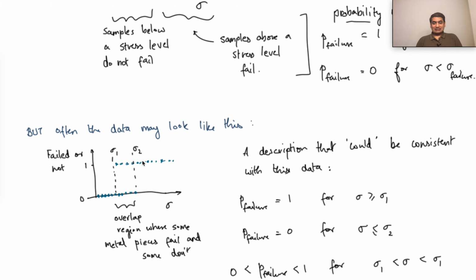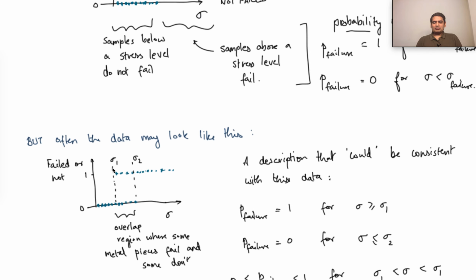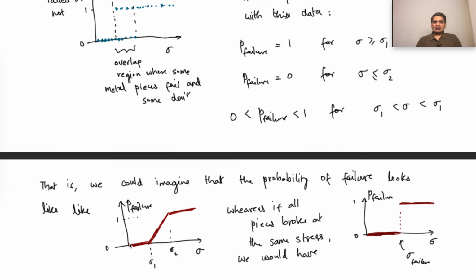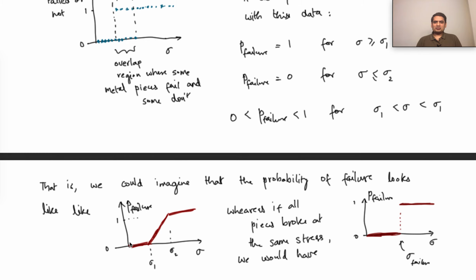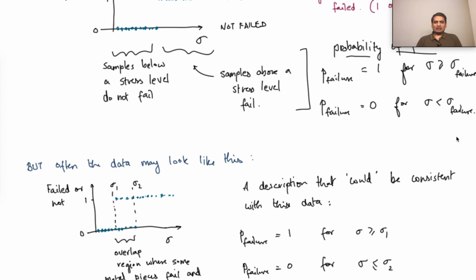Okay, so you can imagine that kind of data. Now, how would we encapsulate data that looks like this? One way to encapsulate it is to try to fit a function. If you wanted to summarize this data, all you need is this one number, namely sigma failure, where you say p failure equals 1 when sigma is greater than sigma failure, and 0 otherwise.